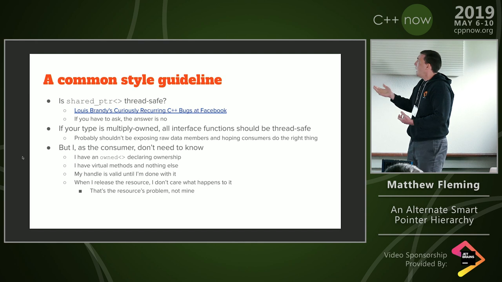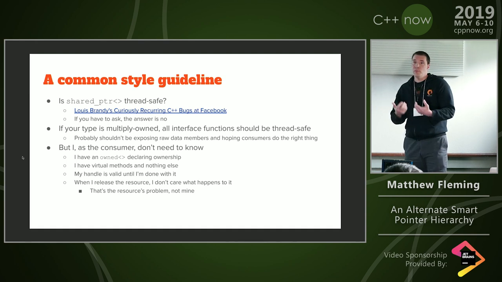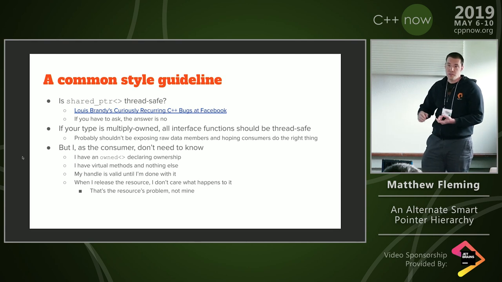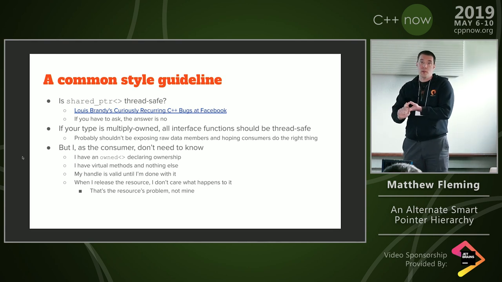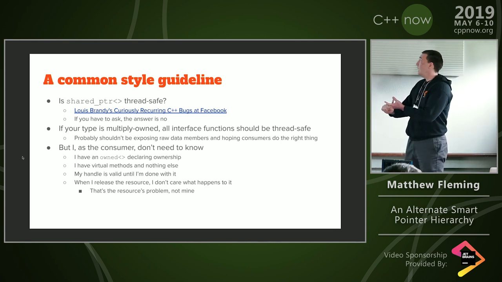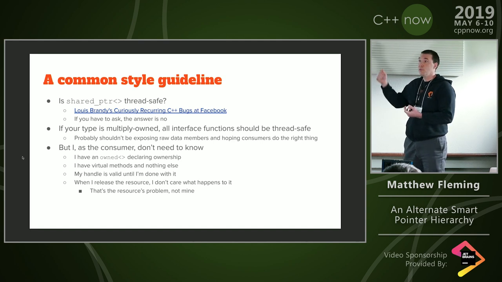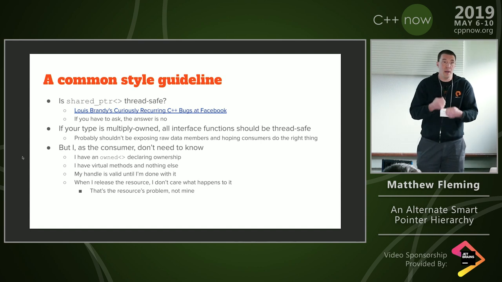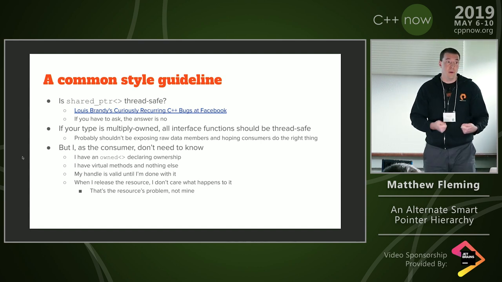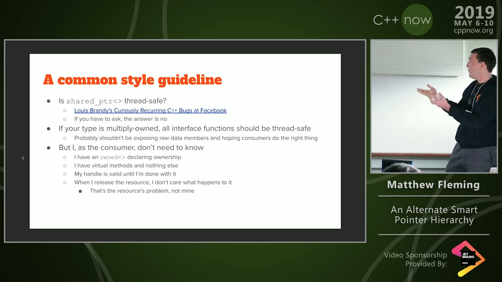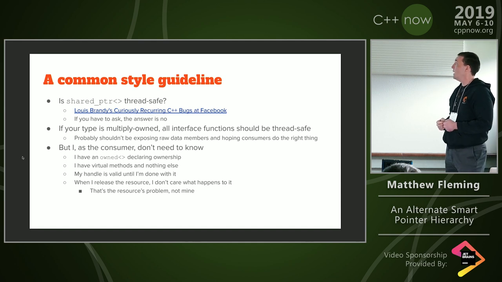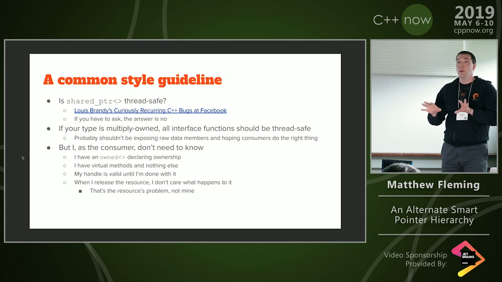So I, as a consumer of a resource, don't actually have to know anything about single or multiple ownership. I just have to know I own the resource and it's good until I say I'm done with it. And I have an API I can work with that's safe. So if I have pure virtual inside of a smart pointer, I'm done. I, as the person constructing this system, can ensure thread safety because I have forced you to talk to it only in certain ways.